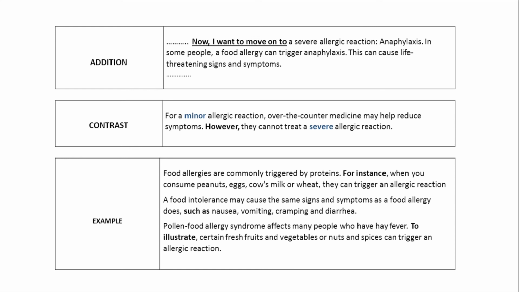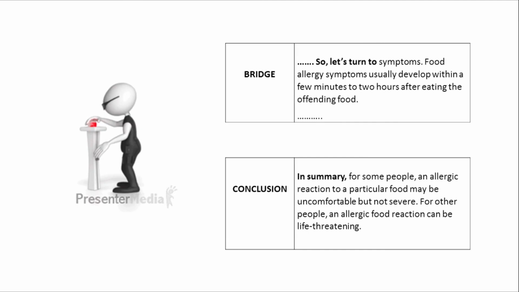A food intolerance may cause the same signs and symptoms as a food allergy does, such as nausea, vomiting, cramping, and diarrhea. Pollen food allergy syndrome affects many people who have hay fever. To illustrate, certain fresh fruits and vegetables or nuts and spices can trigger an allergic reaction. Bridge. So let's turn to symptoms. Food allergy symptoms usually develop within a few minutes to 2 hours after eating the offending food.